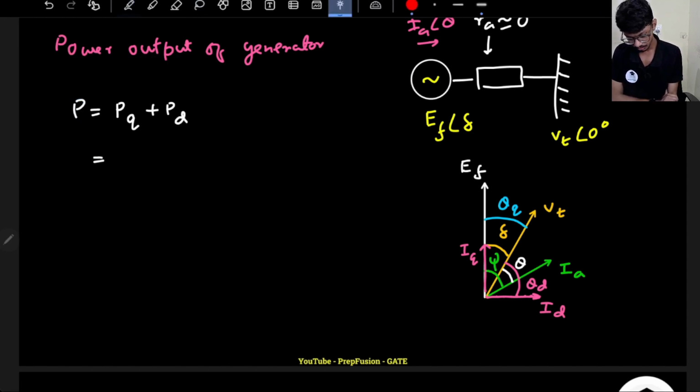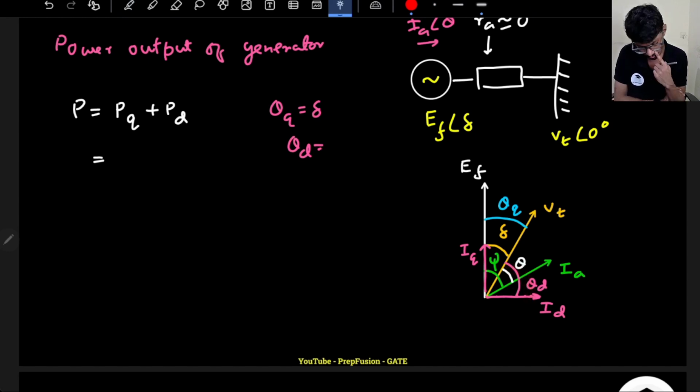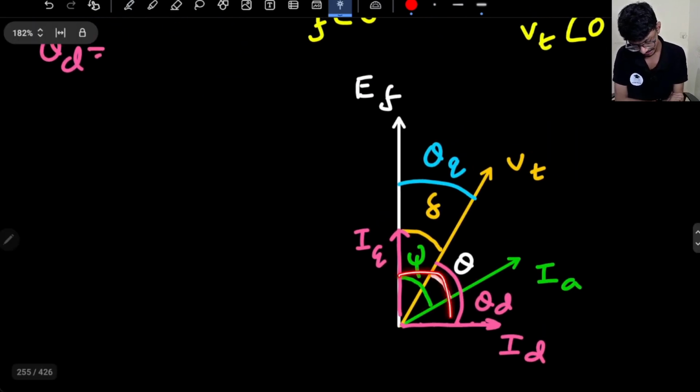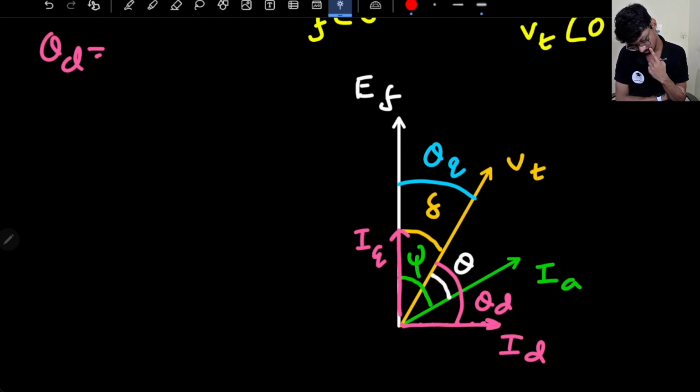PQ will be VT cos theta Q into IQ, right? And what is theta Q? I can observe it is simply equal to delta. And theta D is equal to what? How do we calculate this? So this whole angle is 90.